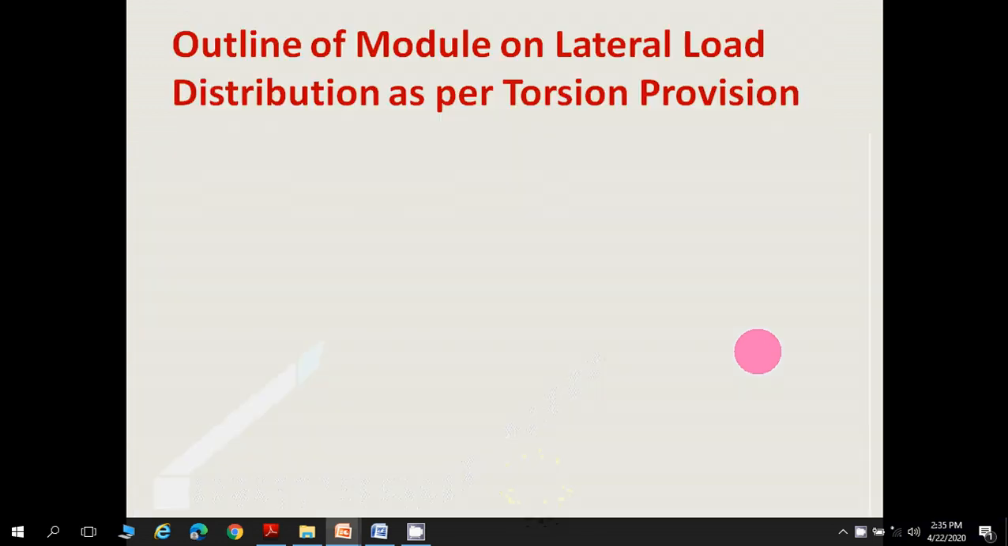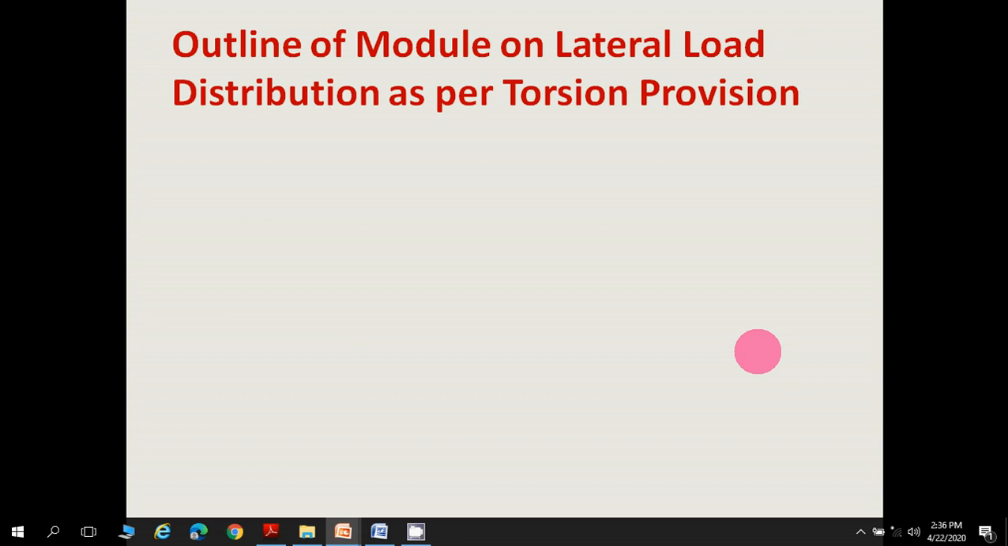So, in this lecture, the outline of the module on lateral load distribution with torsional provision means: if a building floor plan has the center of mass and center of rigidity at different points, then such a floor will experience a torsional moment because of the eccentricity in either the x direction or the y direction.